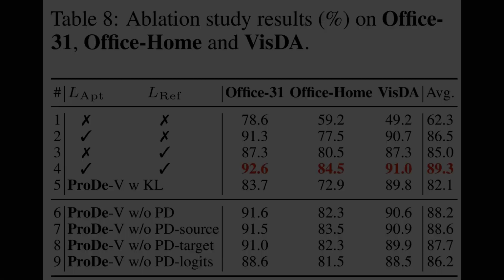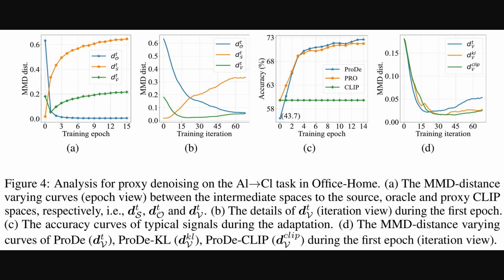So, building on how each component contributes, Figure 4 visually analyzes the proxy denoising dynamics. Subplot A uses maximum mean discrepancy, or MMD distance, a measure of difference between data distributions, to illustrate the target model's feature space converging towards the proxy vision language model space. This convergence is important because, as their theory suggests, the proxy's reliability decreases as this distance shrinks. Then, subplot C shows ProDe with its denoising achieving higher accuracy throughout adaptation compared to simpler methods, highlighting the benefit of correcting those increasingly noisy proxy signals.